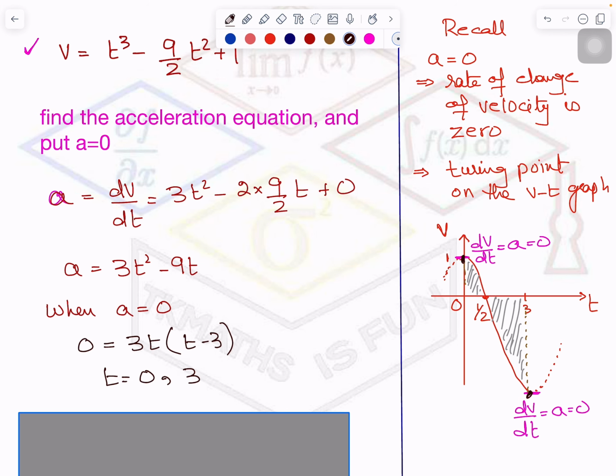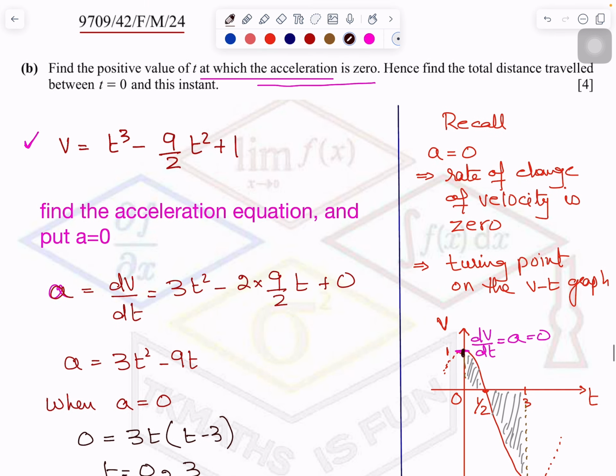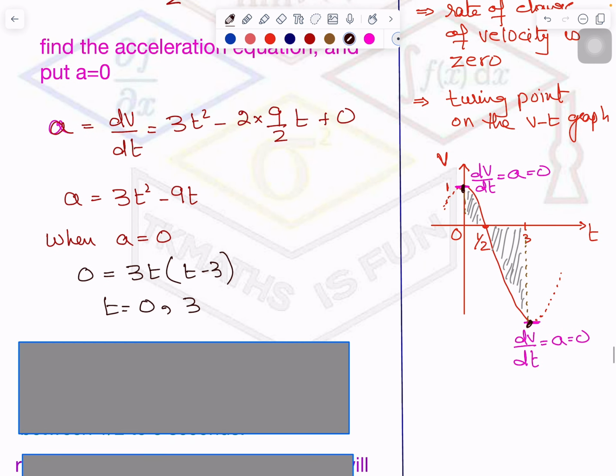And you have to find out what? You have to find the positive value of t at which the acceleration is 0. We have found it here. And then you have to find the total distance. This is an important thing. Between 0 and this instant, this shaded portion which I have done here, you have to find out.